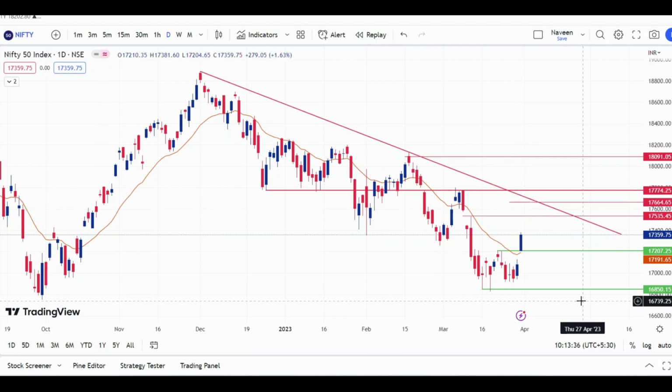And what will be the support for Nifty this coming week? It has already crossed this level and sustained above 17,200. The same level, which was resistance before, will now act as support.